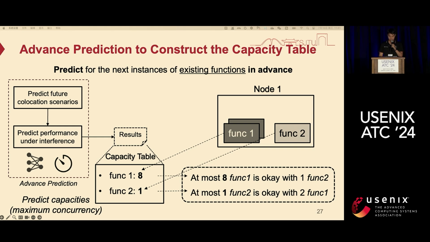Specifically, we can construct a capacity table for every node with advanced predictions. Every entry in the table means the maximum QoS-guaranteed concurrency of the functions on that node. For example, node 1 has deployed 2 function 1 and 1 function 2 instances. Function 1's capacity is 8, meaning that at most 8 function 1 instances can be co-located and guarantee QoS with current neighbors. That is 1 function 2 instance.